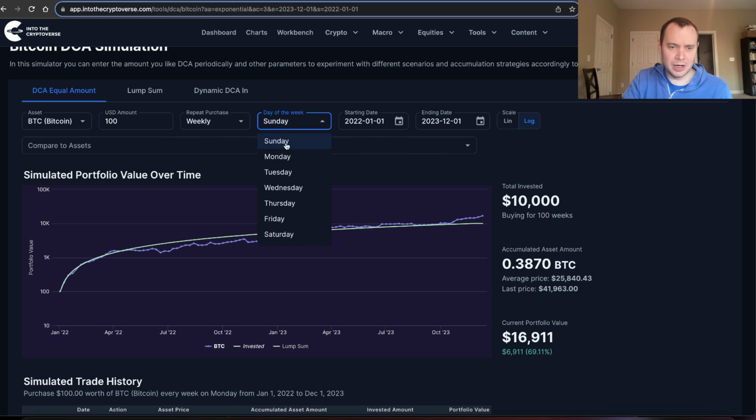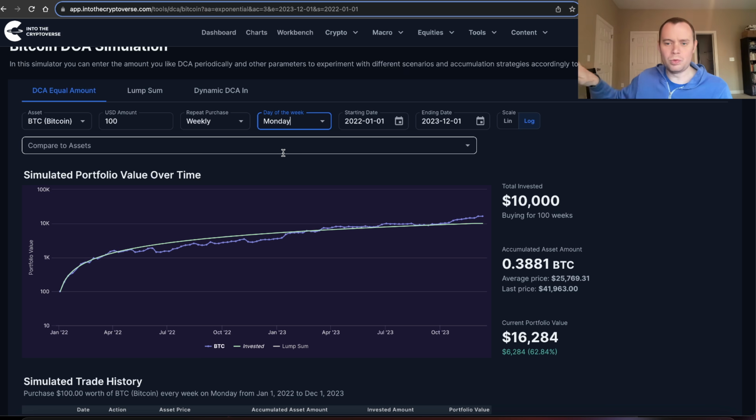But that's essentially where we are in terms of trying to understand ways that you can get into the market, ways that you can get out of the market.